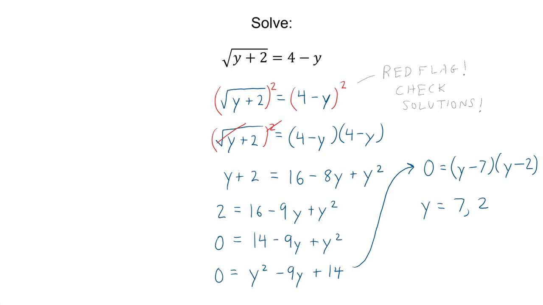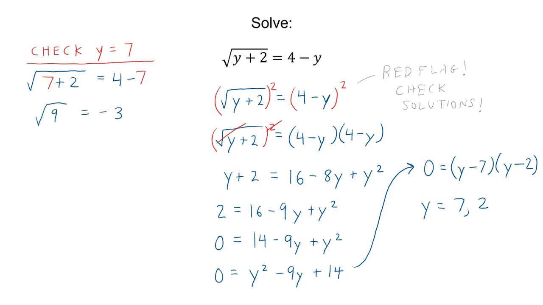But because we squared both sides of this equation to get those possible solutions, we may have an imposter, or both of them may be imposters. The only way for us to know is to check our solutions. Let's check y equals 7 first. Substituting in 7 everywhere we see y in the original equation gives us the square root of 7 plus 2 on the left should be equal to 4 minus 7 on the right.